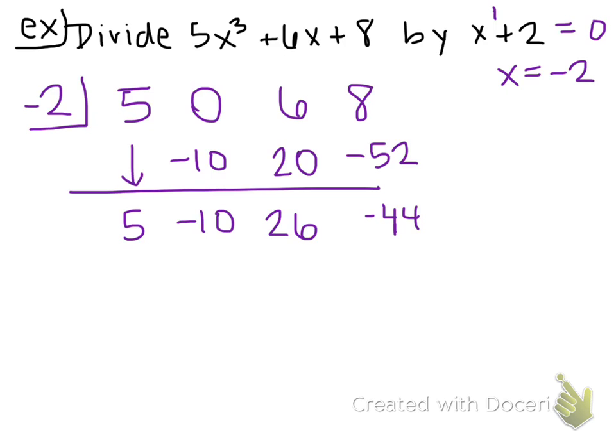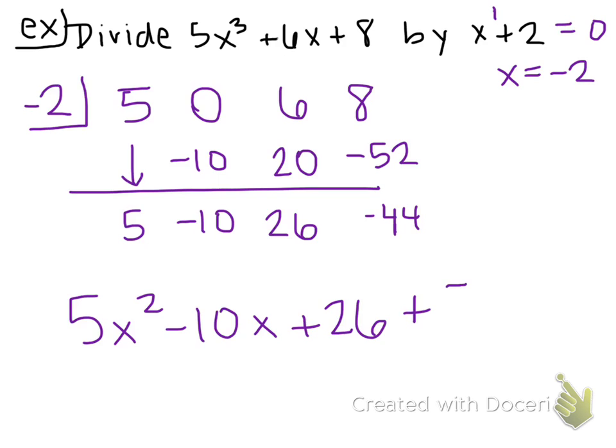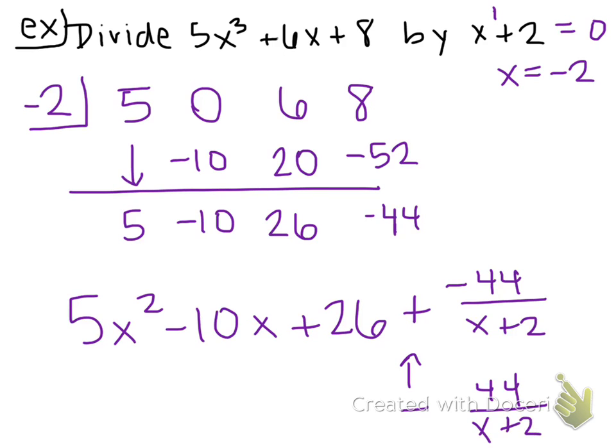power, I'm going down a degree, so my answer is 5x squared minus 10x plus 26, and this 44 represents your remainder. So you have two ways of writing it. You could say plus a -44 over x plus 2, or if you want, you could just say minus, and then you just keep it a 44. So either one of these ways is fine for writing your remainder.